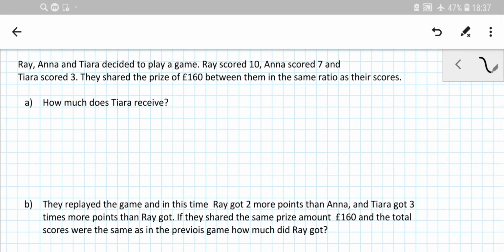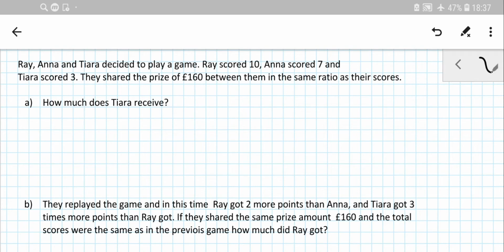Ray, Anna, and Tiara decided to play a game. Ray scored 10 points, Anna scored 7 points, and Tiara scored 3 points. They shared the prize of 160 pounds between them in the same ratio as their scores.